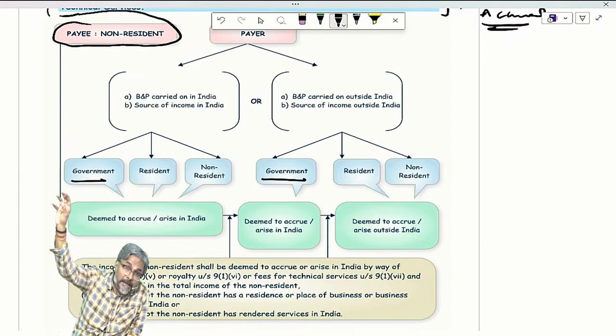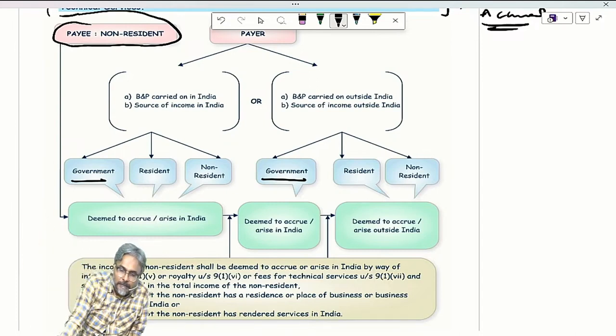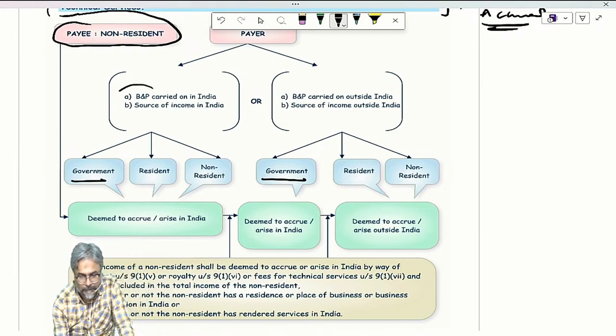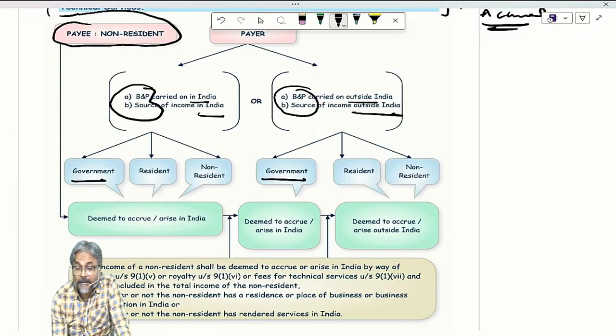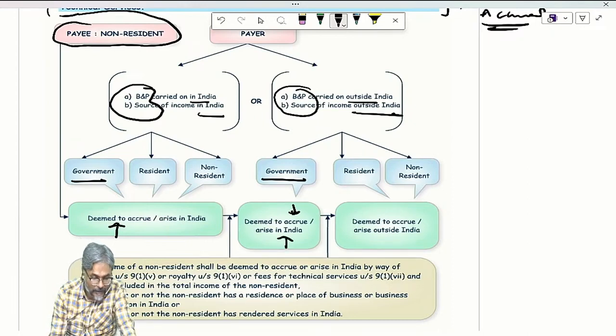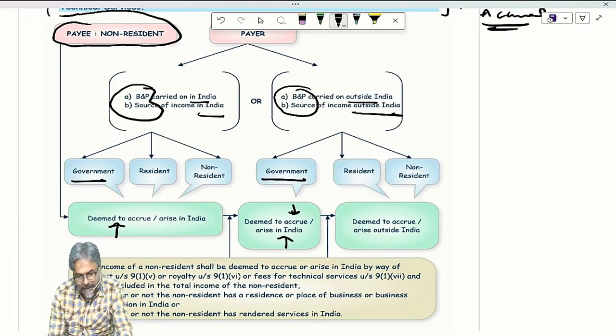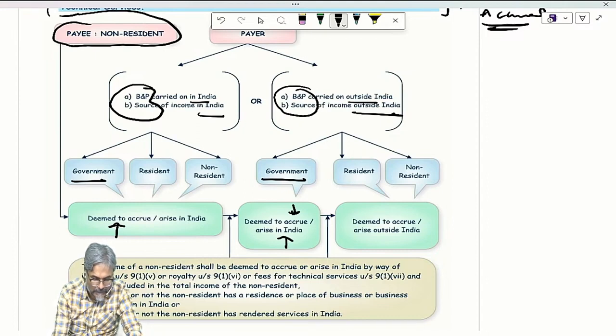Irrespective of whether they are making these payments for a business or source in India, or for a business or source outside India, will it change the answer? If the government is the payer, will it change the answer? Income will always be deemed to have accrued or arisen in India. Is that part clear to all of you, friends?